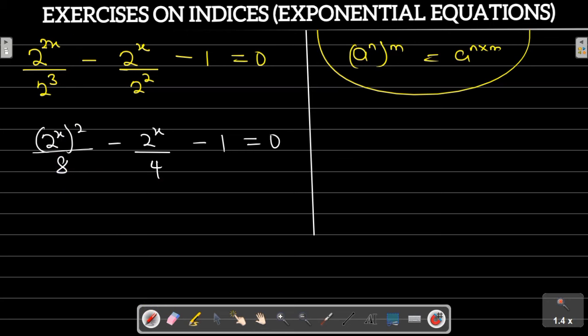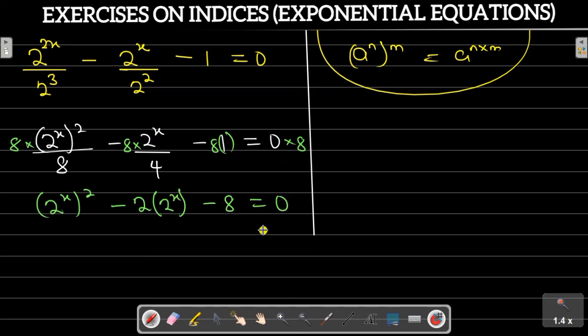Okay, so I am going to multiply through by 8, multiply here by 8, and of course here by 8. Now if I do that, of course 8 will cancel 8 here. I will just have 2 raised to the power of x all squared, minus, here 4 will cancel 8 to give you 2, and that will give you 2 into 2 raised to the power of x. Don't make the mistake of making this 4 raised to the power of x. They are not the same. Then minus 8, and then 0 times 8 is 0.